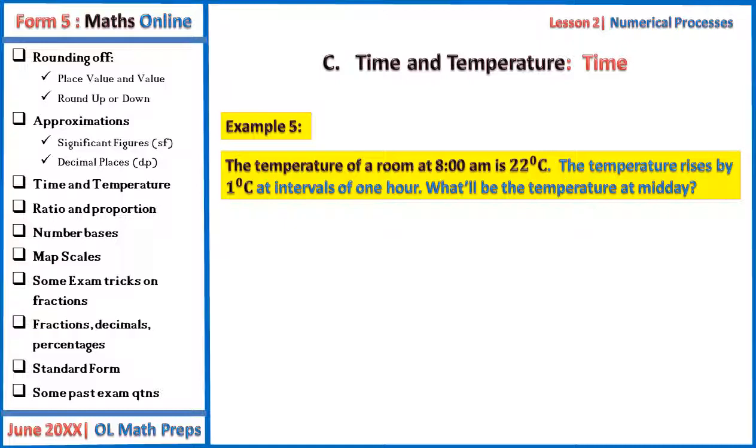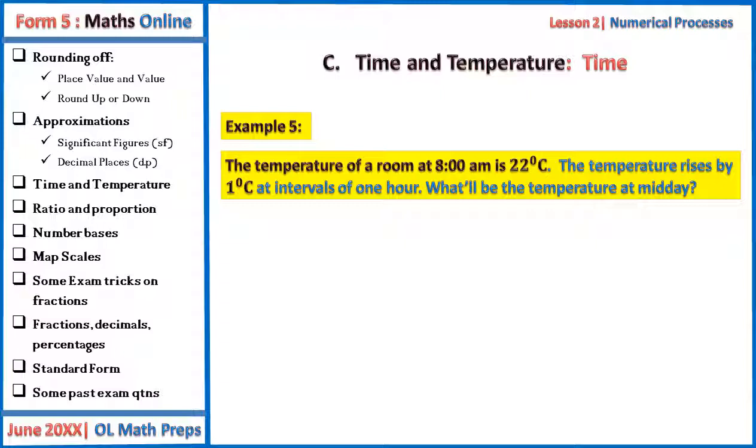Example 5, which is on temperature. The temperature of a room at 8 a.m. is 22 degrees Celsius, and the temperature rises by 1 degree Celsius at intervals of 1 hour. What will be the temperature at midday? So after every 1 hour, the temperature increases by 1 degree Celsius. In the next 1 hour, it increases by 1 degree Celsius, and so on. So what will be the temperature at midday?